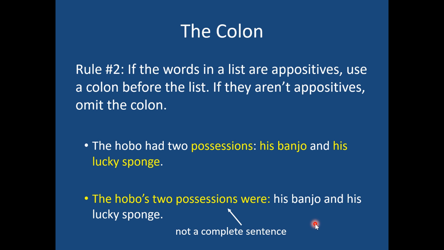If I said the hobo's two possessions were his banjo and his lucky sponge, that's a full sentence. But sometimes people try putting a colon after that word were. Now think about it. Could you really say the hobo's two possessions were? No, you couldn't just put a period after the word were. So that's not a complete sentence, and therefore there should not be a colon in that sentence at all.